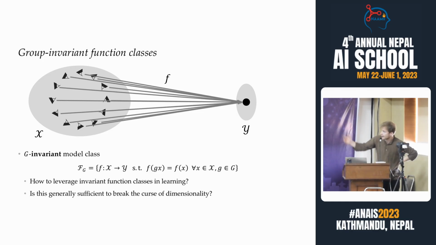Now geometric deep learning tries to answer two questions. How can we leverage invariant function classes in learning? And a second question, which I think is a bit deeper: is this generally sufficient to break the curse of dimensionality? This is a very hard question, but empirically there have been a lot of successes, so there must be something there, right? There are also theoretical works on this, but I won't go into that because that's quite complicated mathematics.